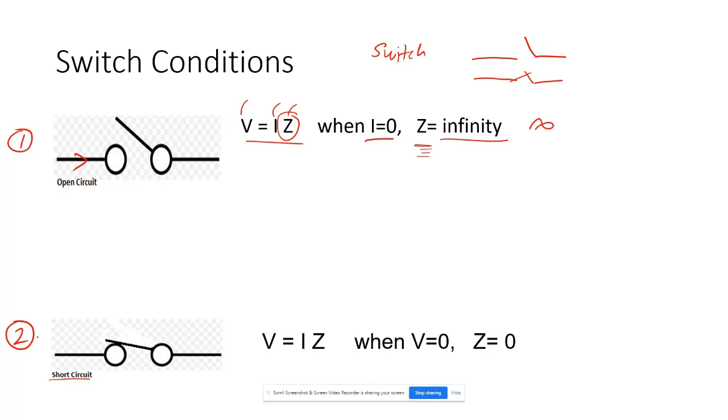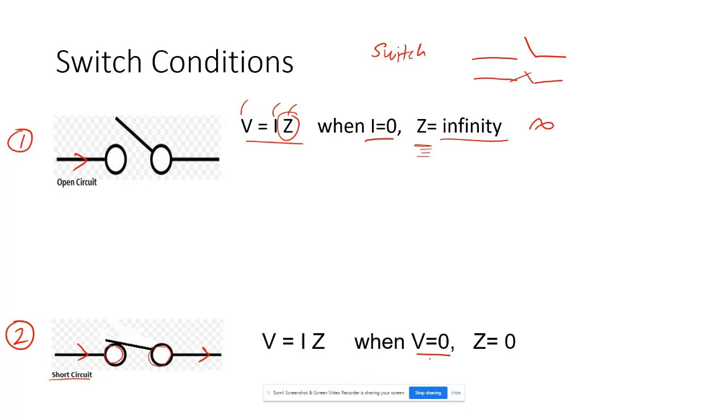Then let us go to the second condition. If you look at the second condition, it is a short circuit switch. Now the current can flow from here to here. Since these two terminals are shorted, there is no difference in charge between these two points. The same charge flows from here to here. So the voltage between these two points is zero. That is, voltage in a short circuit is zero.